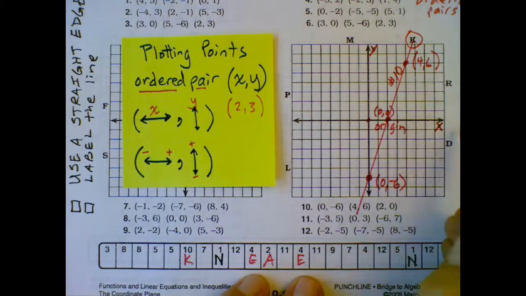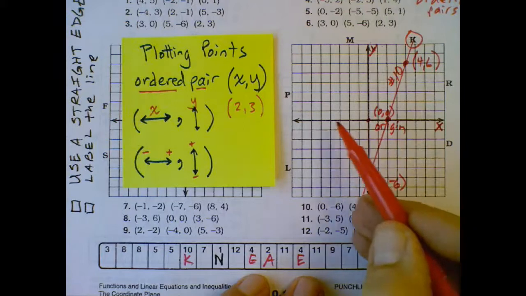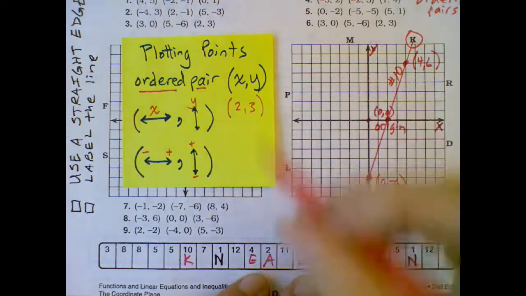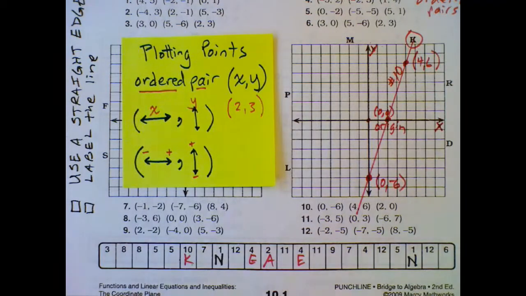So start from the origin. This is in the positive x direction. This is in the negative x direction. This is the positive y direction. This is the negative y direction. Ordered pairs. I know everyone will have an easy time doing this. Make sure you draw your line with a straight edge. Hand-drawn lines will not get full credit.